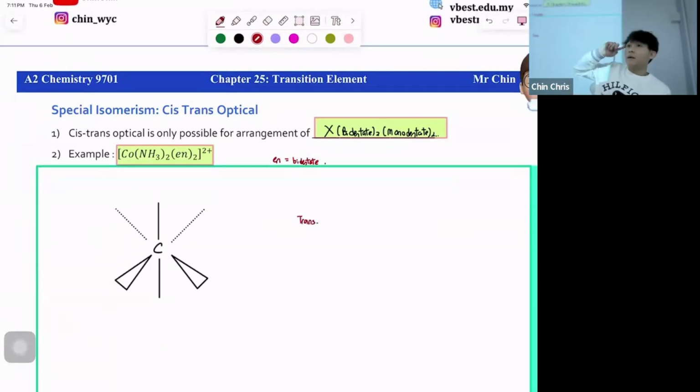All right, guys, think about it. What did I mention about trans? Trans is when your similar ligands are 180 degrees apart. A good way is to always start with NH3. I'm going to give you the first position of NH3. You guys complete the next. Go, try first. Draw a trans for me. At least you know how it looks like.